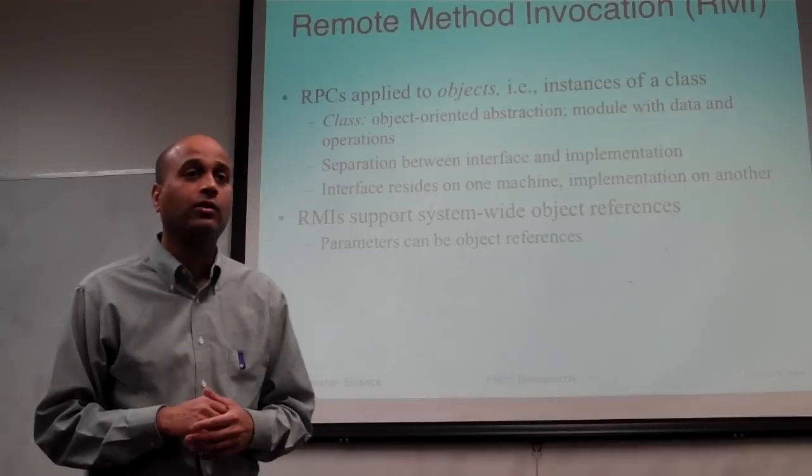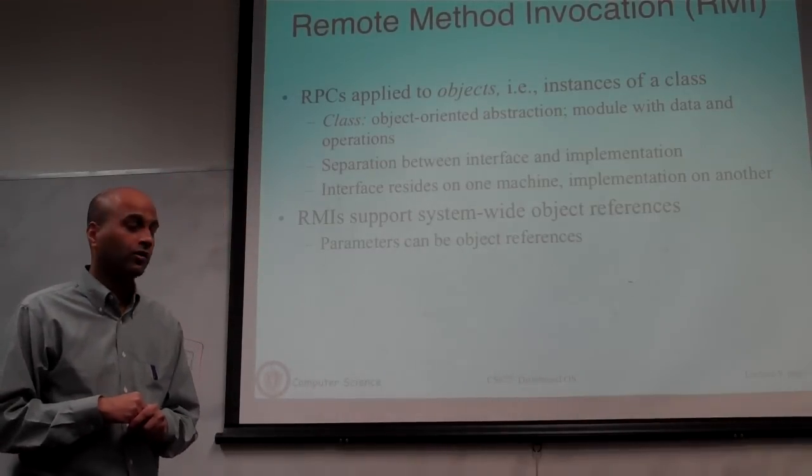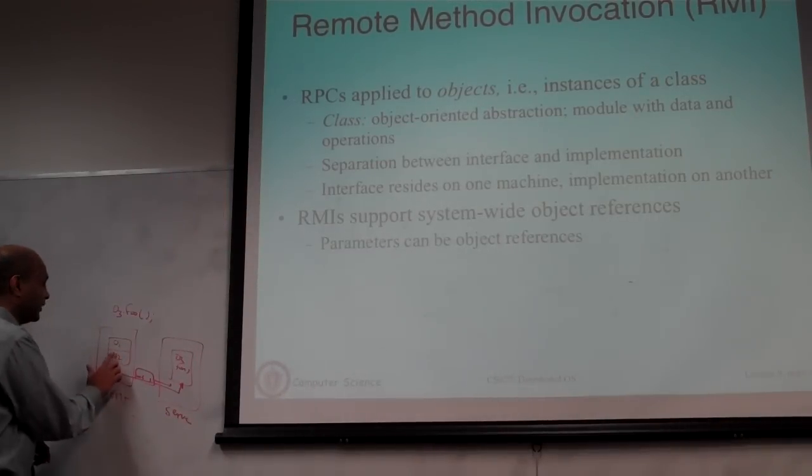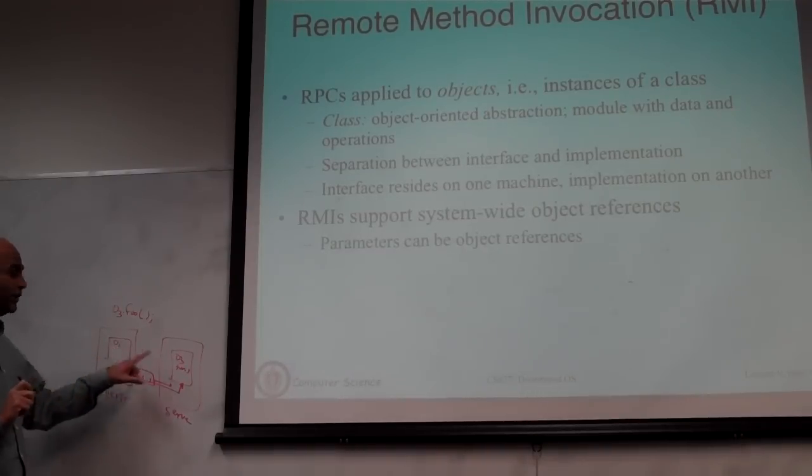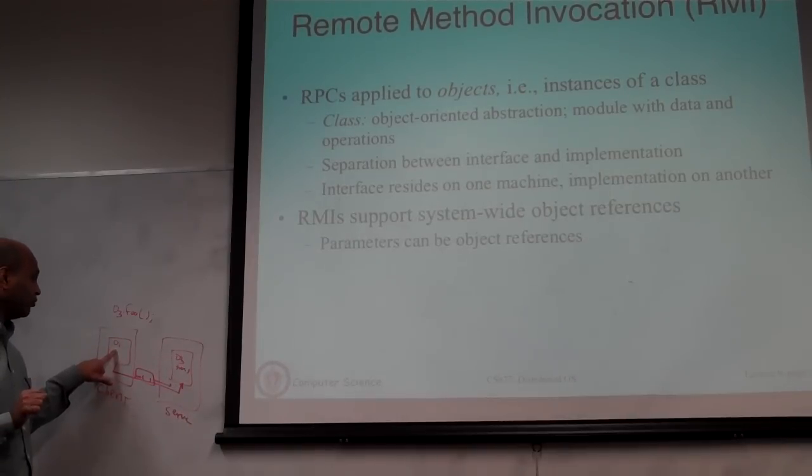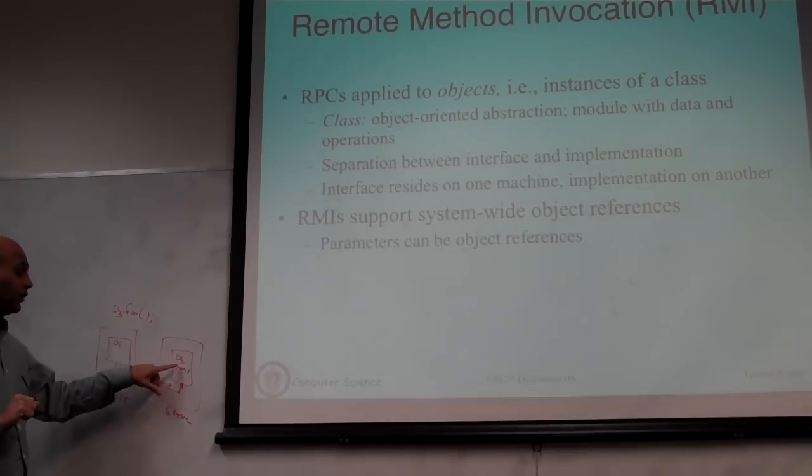What is O2? Sorry? What is O2? These are just objects. So you don't need O2 in this example. There's object O1 here, there's an object here. This object is invoking a method on that object, except that this object is remote, a remote object, not a local object.